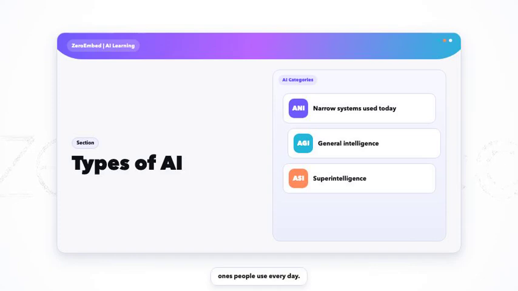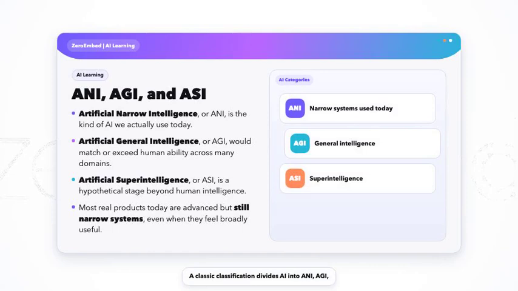The phrase AI is used in many ways, so it helps to separate the theoretical categories from the practical ones people use every day. A classic classification divides AI into ANI, AGI, and ASI. ANI means narrow intelligence. These systems are built to perform specific kinds of tasks, even if they can perform those tasks very well. Recommendation engines, fraud detection models, speech recognition, image classifiers, and large language models in practical deployments all fit into this broad narrow category.